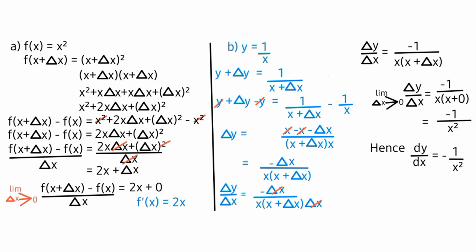So we succeeded in using the first principle to get the derivative of 1 over x, which gives us minus 1 over x squared.